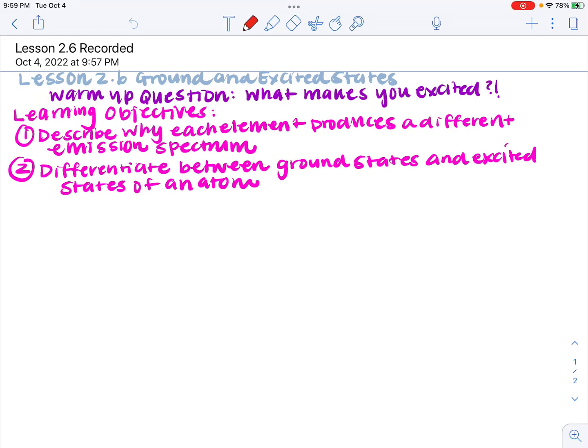Hey everyone, we're going to do lesson 2.6, which is on ground and excited states. And this is going to translate really well into a lab we're going to do in a few weeks.